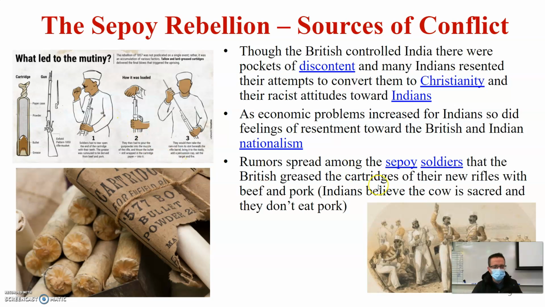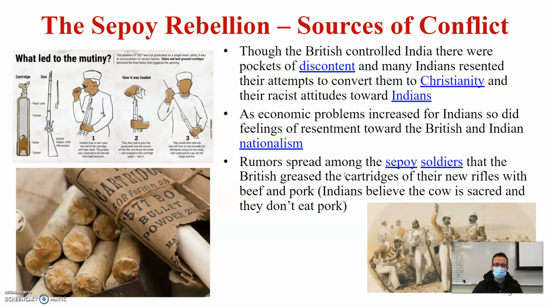So there were rumors spread among the Sepoy soldiers that the British greased the cartridges, which are these things right here. So essentially what you do is there's this cartridge, it's prepackaged, looks kind of like this. You bite off the top, you pour the gunpowder down, and then you use the ramrod to put in the bullets. And there was a rumor, and I still have not identified if it was for sure, beef and pork fat that was used. It was some sort of greasy material.